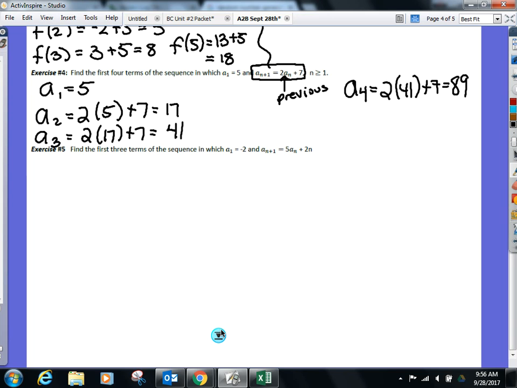All right, here's the problem now. Let's take a look. Find the first 3 terms. Oh, that's not bad, 3 terms. The first term's already given: -2.